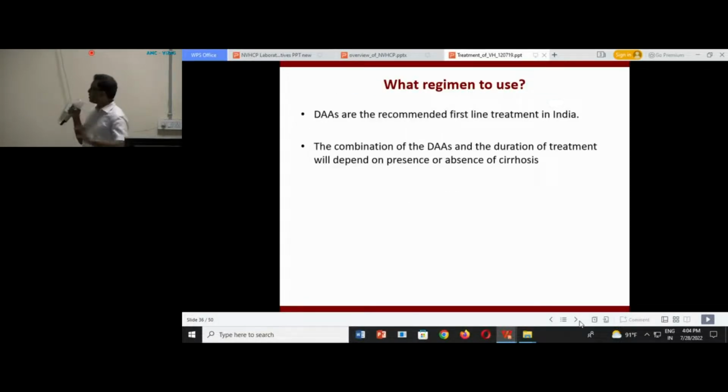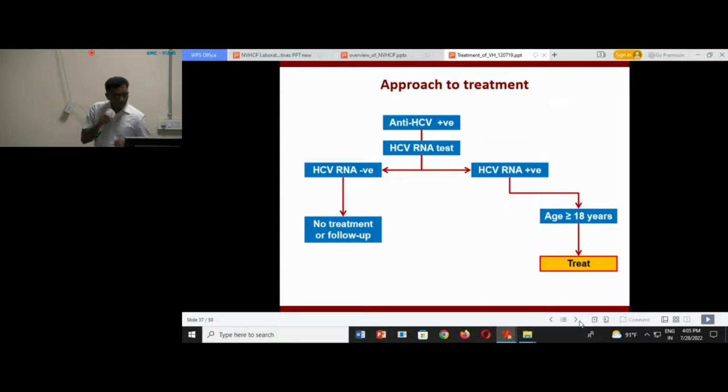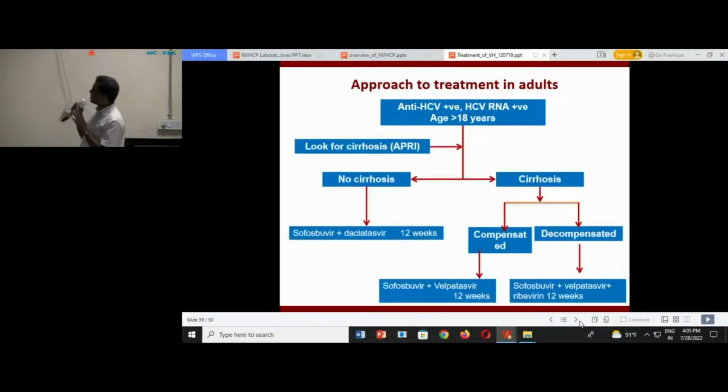So as a rule, DAAs are nothing but directly acting antiviral drugs. They are recommended first-line treatment in India, and the combination of the DAAs and the duration of treatment will depend on presence or absence of cirrhosis. So once the patient has anti-HCV positive, HCV-RNA, and is more than 18 years, we look for cirrhosis.